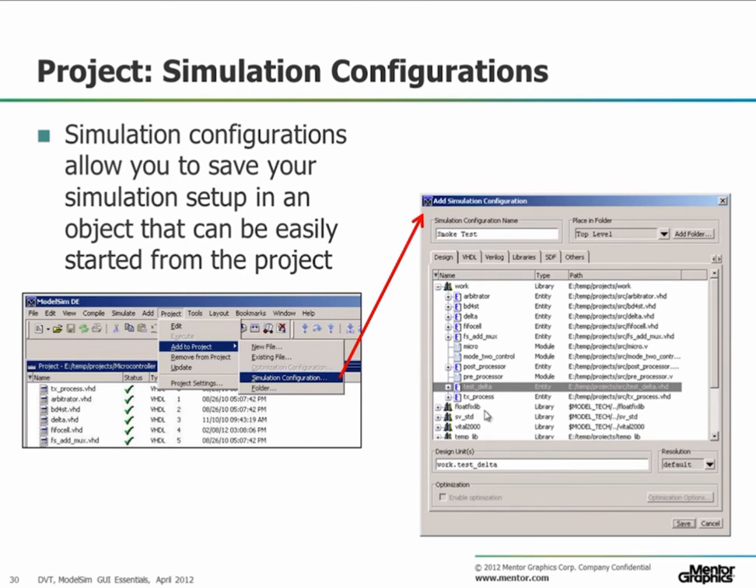Now, that's one option. Another option is to add a simulation configuration to my project. Here I've gone to Project, Add to Project, Simulation Configuration. I give that configuration a name, in this case I'm calling it smoke test, and I pick that top level test bench.